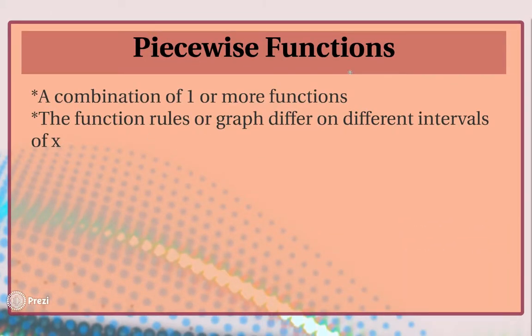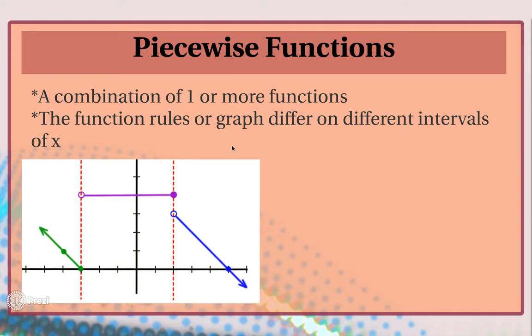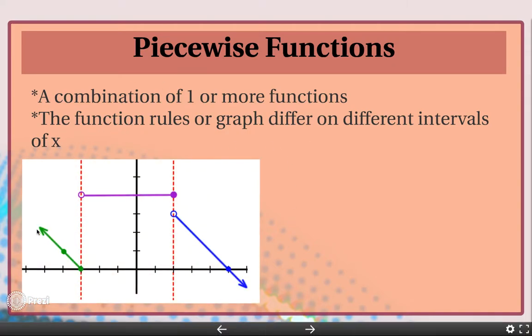So piecewise functions, again, we're not dealing with the entire function, only portions of the function. It's a combination of one or more functions, and the function rules or graph differ on different intervals of x. So what that means, if we look at this graphically, is we're only going to get parts of each function. If you look at this graph, we have three different functions all displayed on one graph, and they're only displayed over certain intervals on our x-axis. So they get chopped off where these dashed lines are. They don't get to continue on.